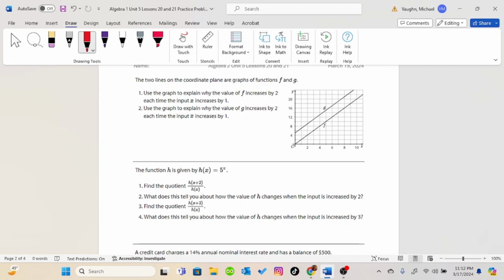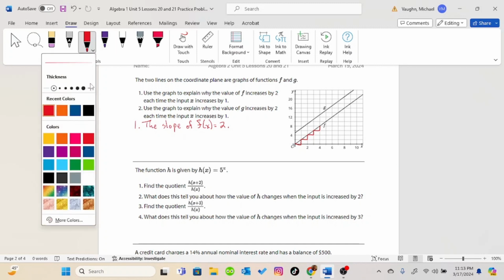We can see that if we started at the origin, we could go over to x equals 1 and up to y equals 2. Then we can go over to x equals 2 and we can go up to y equals 4. We see this consistent pattern, which tells us the slope of f of x equals 2.